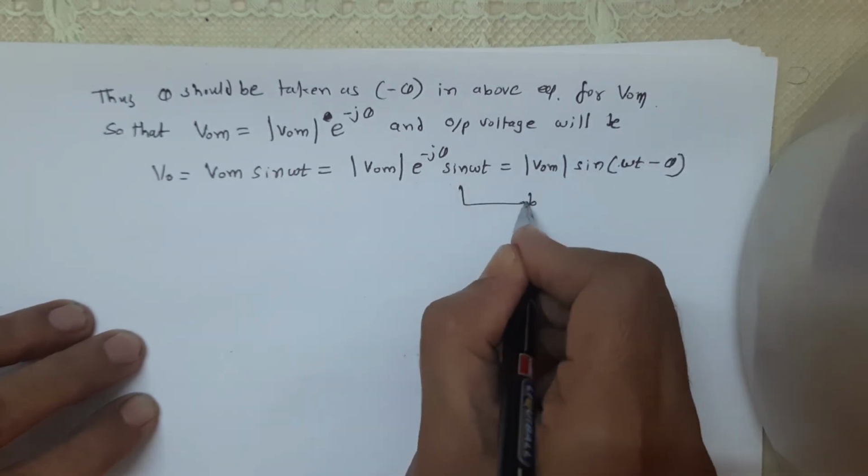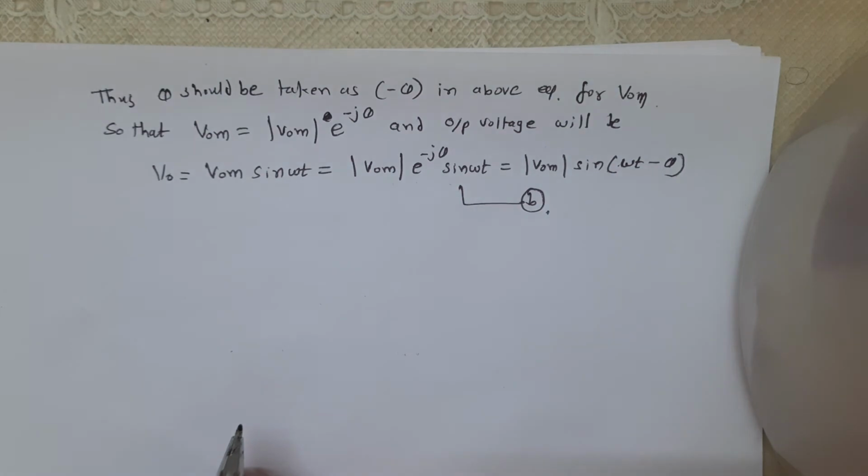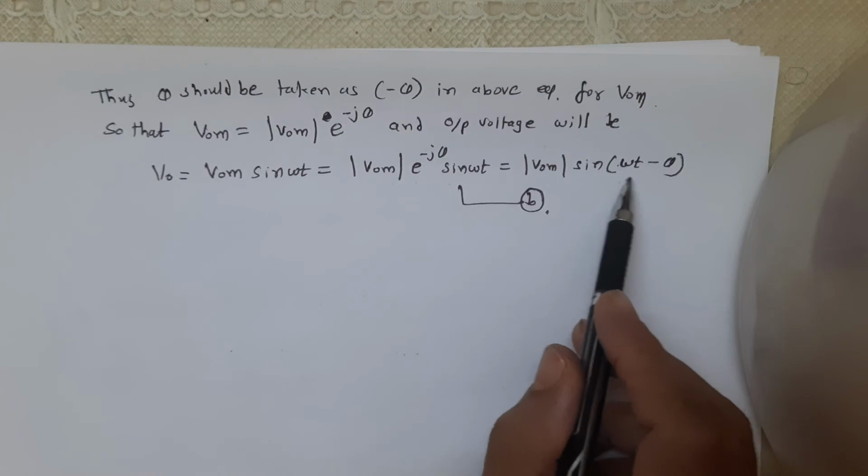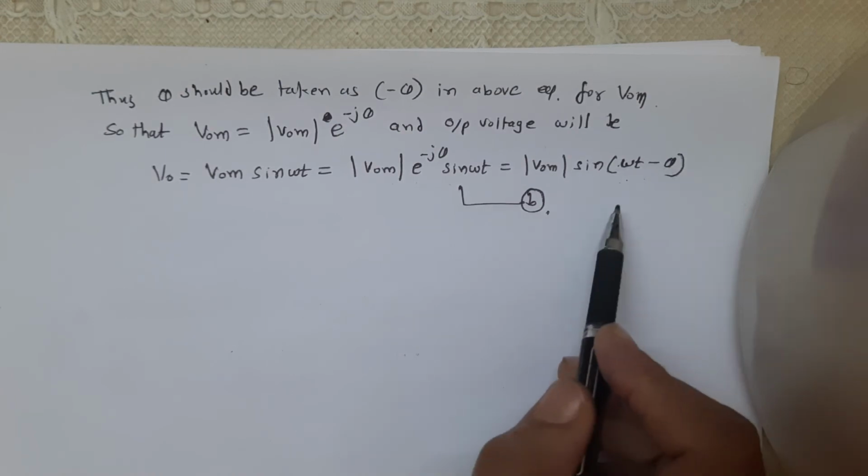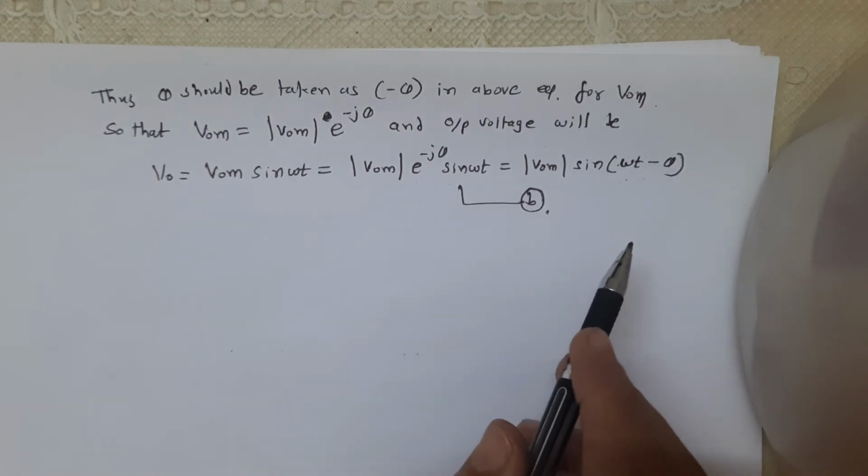This is your equation B. This equation B shows that the output voltage lags behind the input voltage. That means omega t minus theta. This is behind the input voltage.